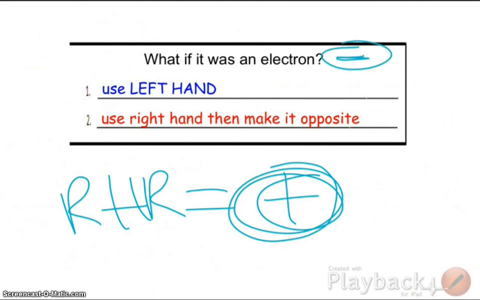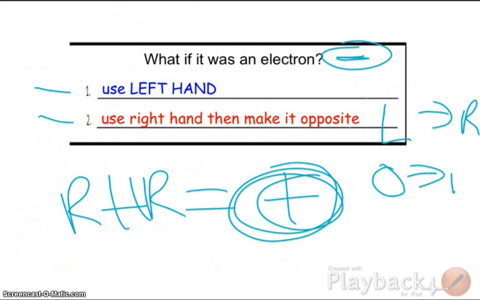One, you can flip your hands. If you do it with your left hand, you will always get the correct direction. So you can use your left hand. Or if you don't want to confuse yourself with two different hands, okay, you can use your right hand, and when you get the answer, flip it. So if it was left, it becomes right. If it was out, it becomes in. If it was north, it becomes south. Okay, both do the exact same thing. Left hand flips it, and so does making it the opposite.